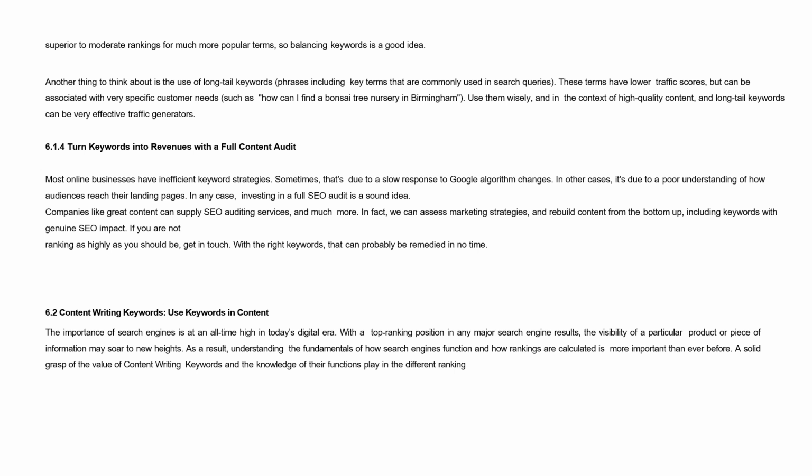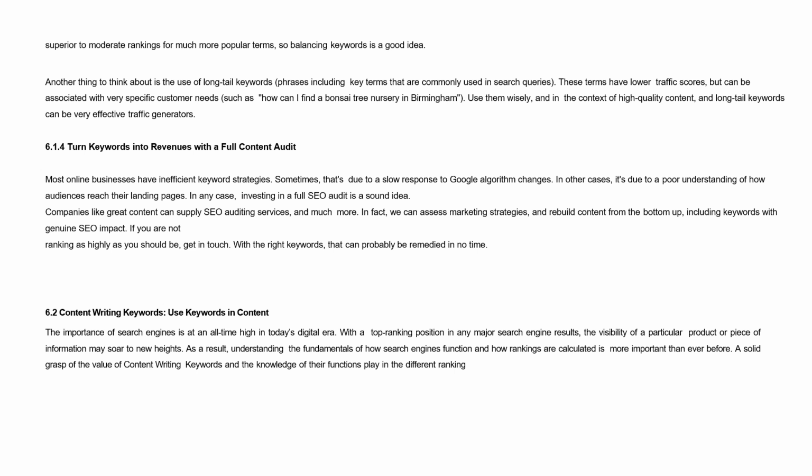Turn keywords into revenues with a full content audit. Most online businesses have inefficient keyword strategies. Sometimes that's due to a slow response to Google algorithm changes. In other cases, it's due to a poor understanding of how audiences reach their landing pages. In any case, investing in a full SEO audit is a sound idea. Companies like Great Content can supply SEO auditing services and much more. In fact, we can assess marketing strategies and rebuild content from the bottom up, including keywords with genuine SEO impact. If you're not ranking as highly as you should be, get in touch with the right keywords that can probably be remedied in no time.